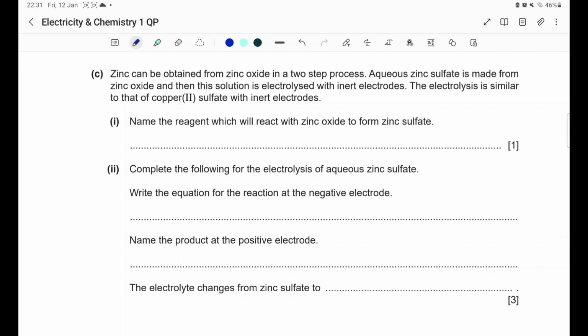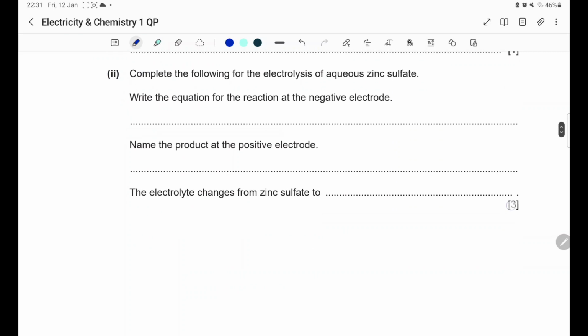Name the reagent which will react with zinc oxide to form zinc sulfate. This is not part of what we've done so far. We're going to cover this in our next video, acid, base, and salt. But basically, sulfuric acid will react with zinc oxide to form zinc sulfate, but we're not going to write that.